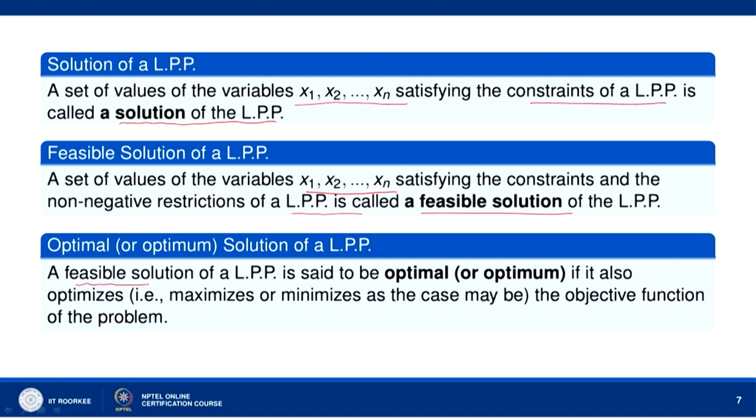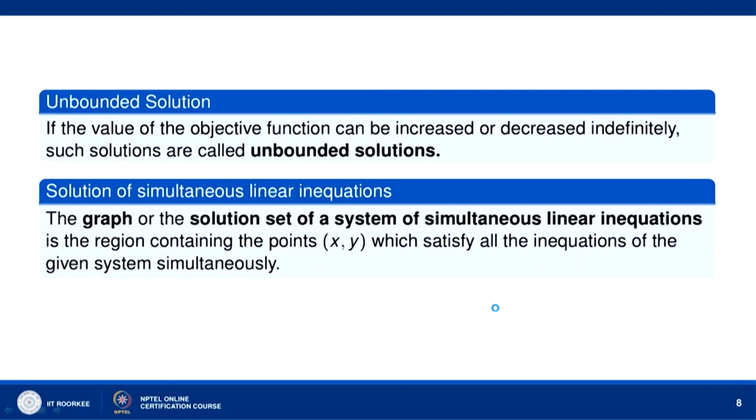Now, a feasible solution of a linear programming problem is called optimal or optimum if it also optimizes, that is maximizes or minimizes, as the case may be, the objective function of the problem. So, a feasible solution will be called optimal if it optimizes, that is maximizes or minimizes the objective function of the problem. Now, if the value of the objective function can be increased or decreased indefinitely, such a solution will be called an unbounded solution.